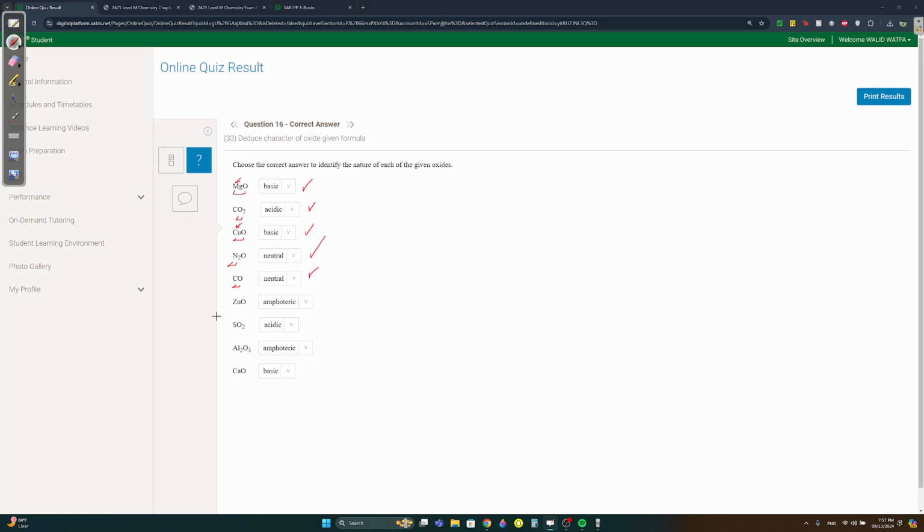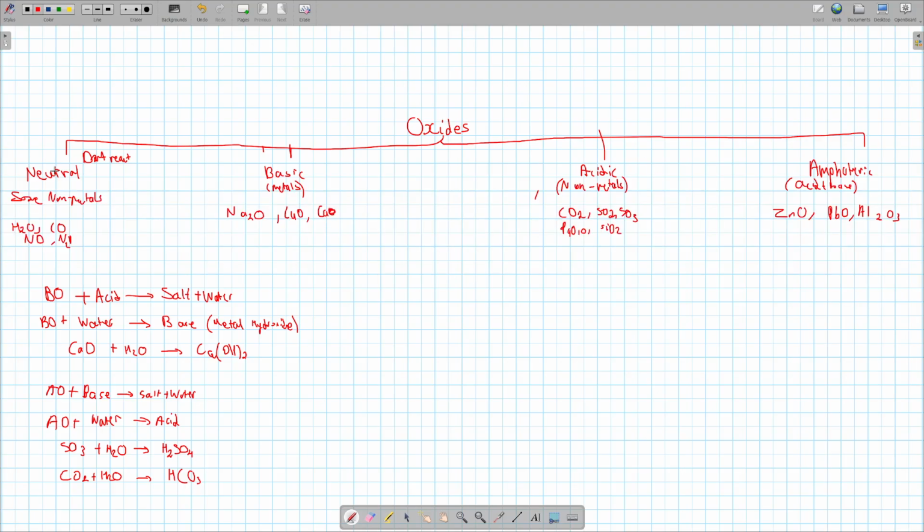Okay. ZnO, it's one of our amphoteric exceptions, right? Zinc. SO2, non-metal, it's acidic. By the way, SO2 turns blue litmus paper red because it's acidic. Al2O3, amphoteric. CaO, basic because it's a metal. Please memorize them, guys. I cannot tell you anything else. Here, they're all written in front of you.